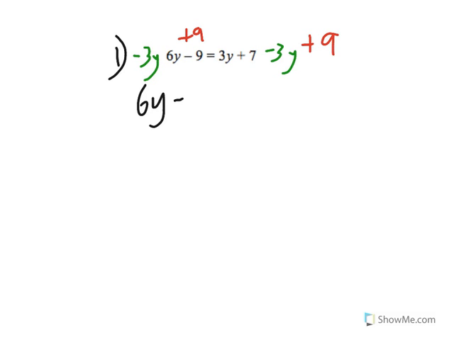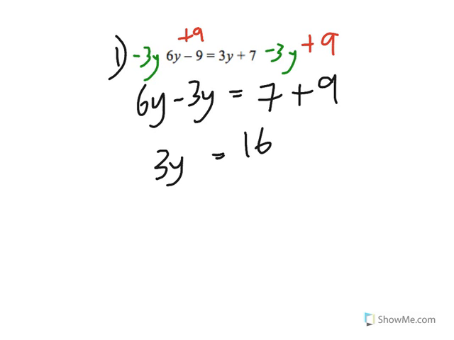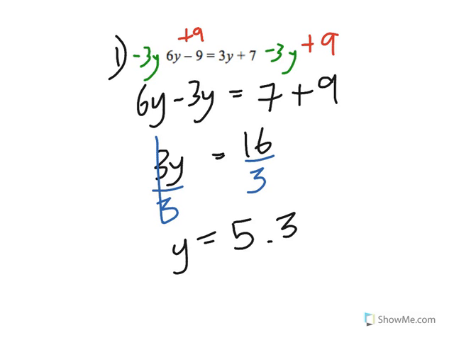So in the end you're going to get 6y minus 3y is equal to 7 plus 9. So 6y minus 3y is 3y and 7 plus 9 is 16. To get y alone we've got to divide both sides by 3 and these two cancel. So we're going to get y is equal to 16 over 3, which is just 5.33, and that's given to three significant figures.